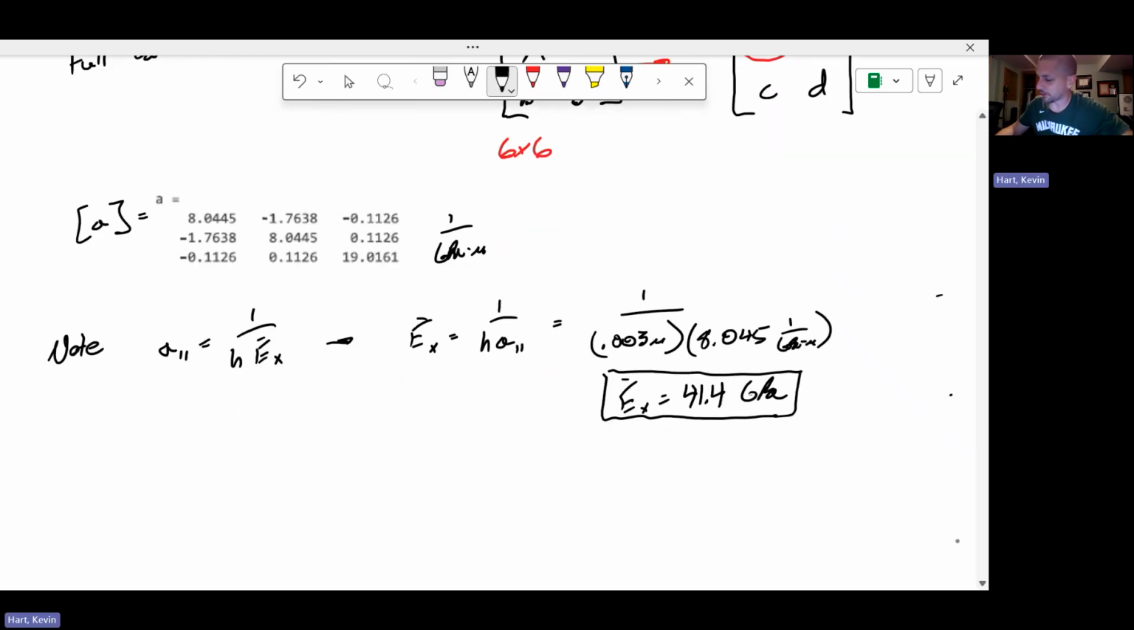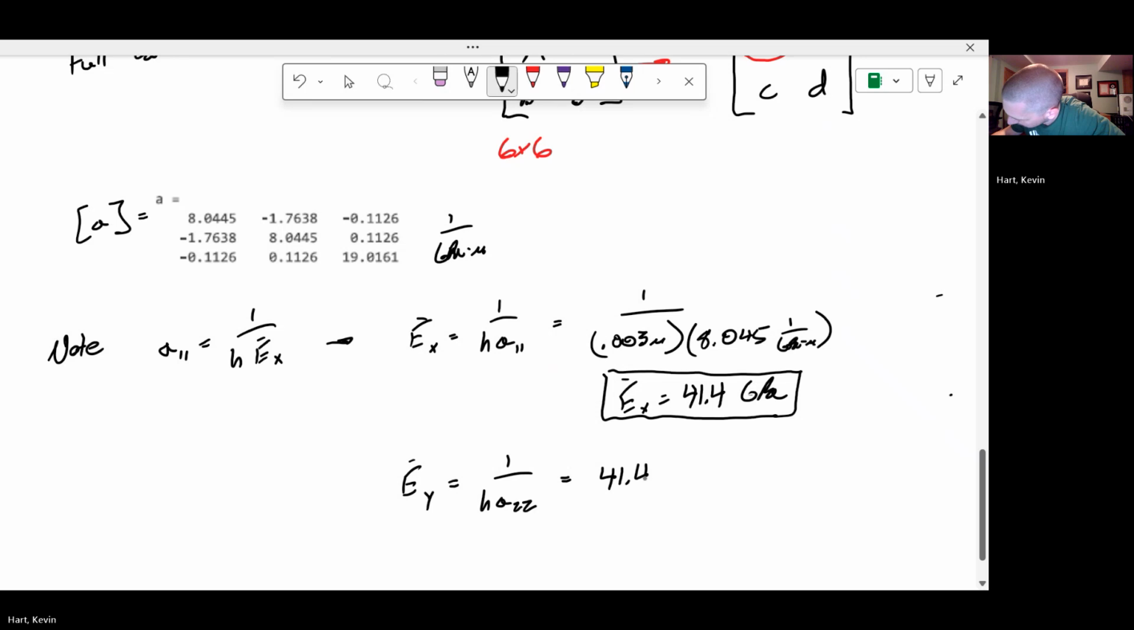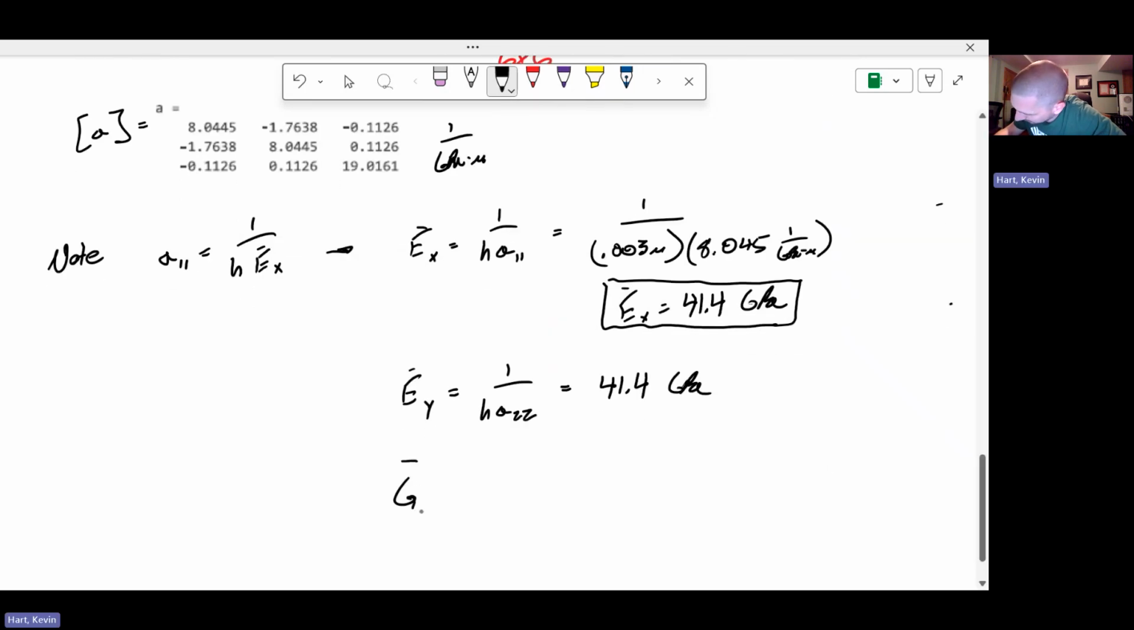You can do similar things for E bar Y and G bar XY. So E bar Y is 1 over H times A22. You can work through that. That's going to be 41.4 as well. And then finally, G bar XY is 1 on H times A33 or A66, however you want to prescribe that. That here is going to be 17.5 GPA.